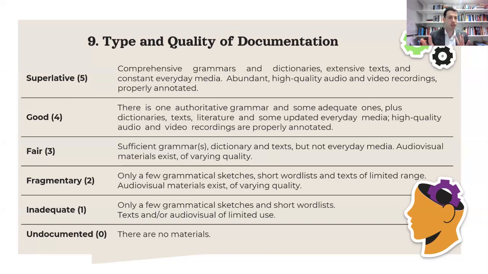Then the next situation is already tricky, where we have a fragmentary type of documentation with only a few grammatical sketches, not really grammars per se, short word lists, and texts that are of limited range, and only audiovisual materials of varying quality, meaning maybe there are a few that are really good, but then the rest are meh, and most are probably bad. In the inadequate category, we have only a few grammatical sketches and short word lists. The texts that exist are of limited use, and so is the audiovisual material, which is probably not even annotated. And finally, we have undocumented languages where there are absolutely no materials whatsoever.